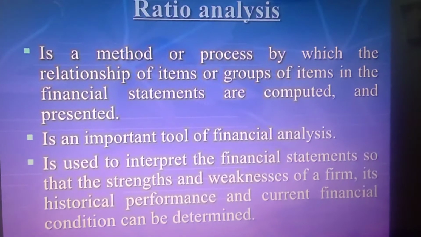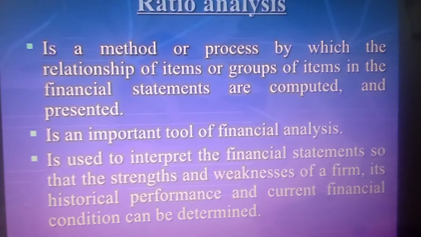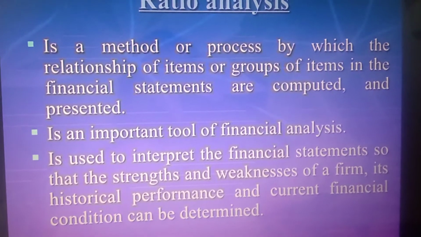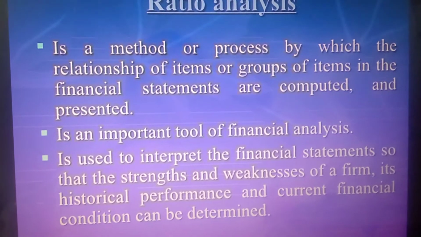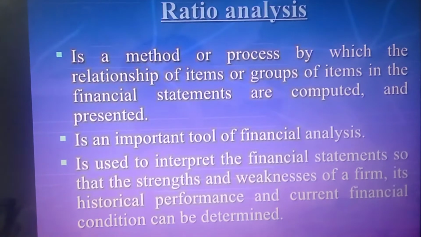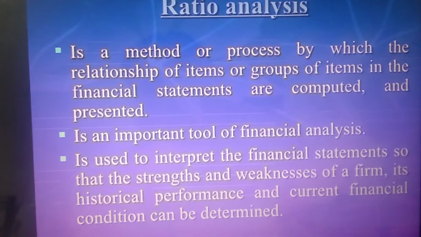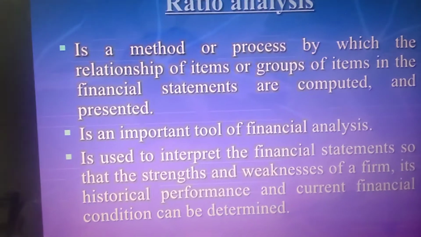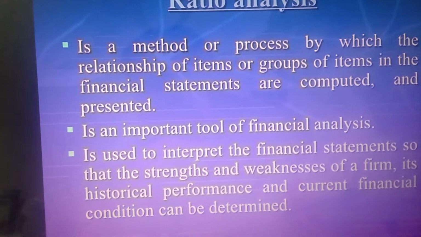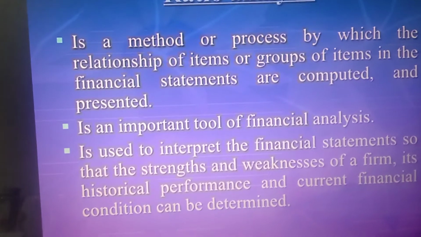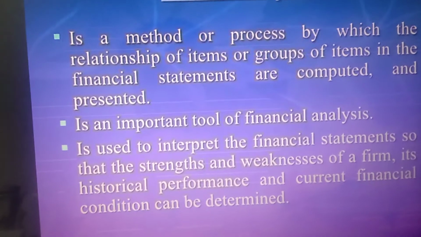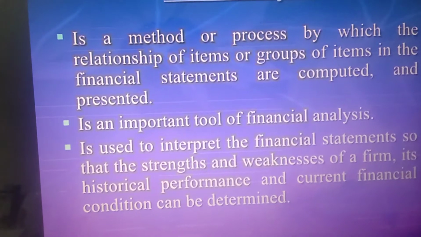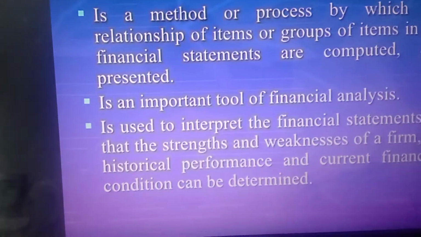Secondly, you can say it is used to interpret the financial statements so that the strengths and weaknesses of a firm, its historical performance, and current financial conditions can be determined. A ratio is an arithmetical expression, students, of relationship between two related and interdependent items. The term accounting ratio is used to describe the significant relationship which exists between figures shown in a balance sheet, in a profit and loss account, in a budgetary control system, or in any part of the accounting organization.